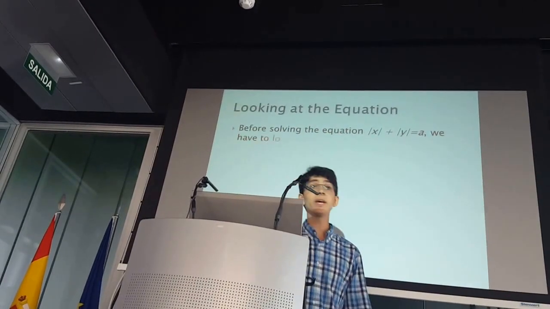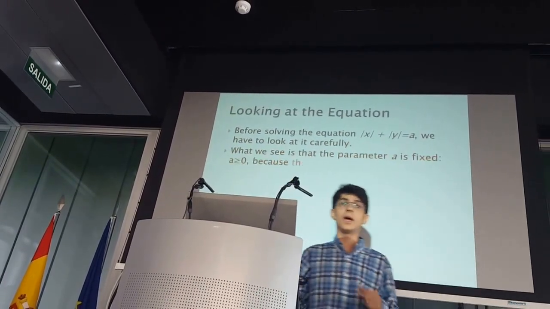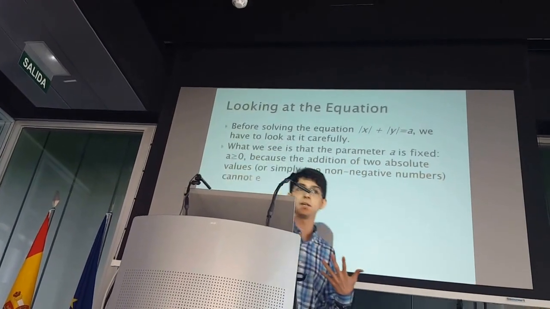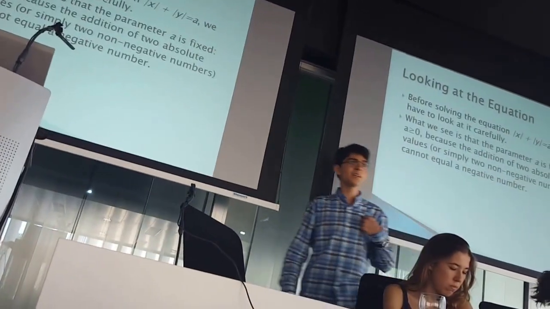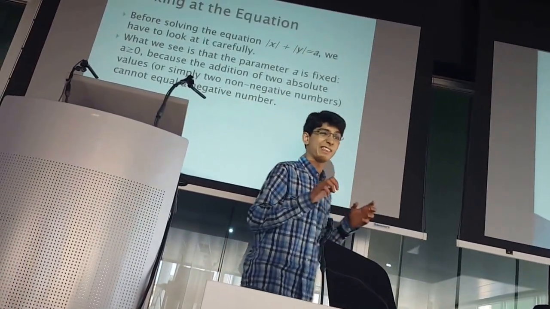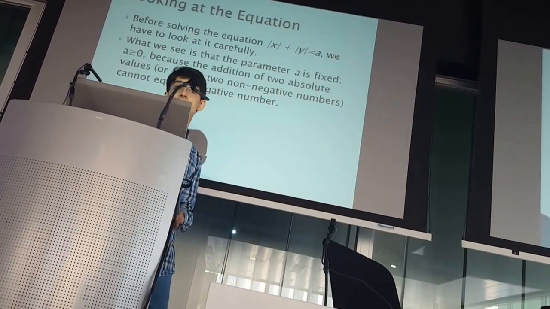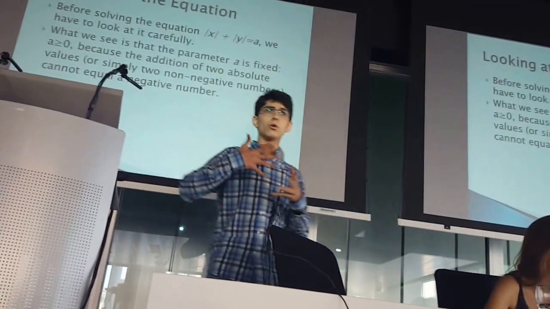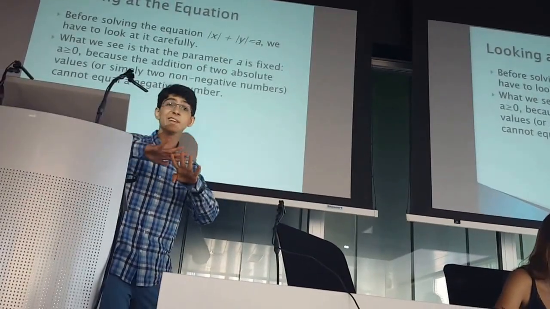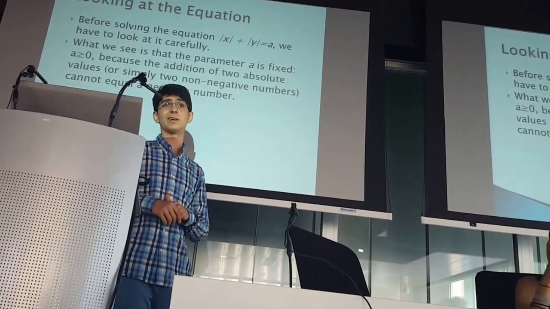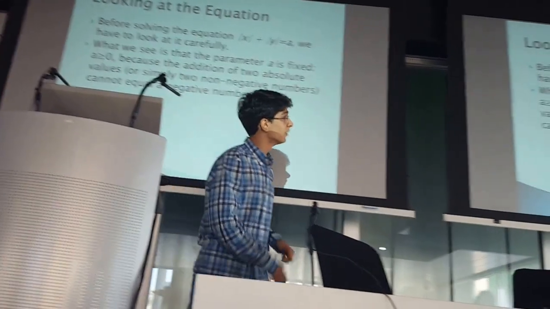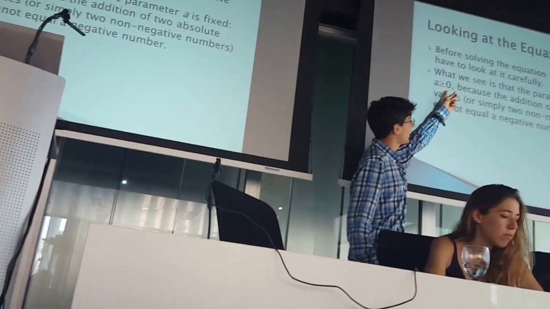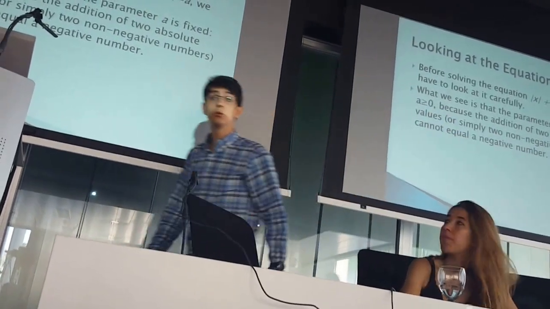So first, we have to look carefully at the equation before starting solving it. And what we see is we have a parameter. I said it can be any number, but in this situation we have the parameter fixed, because here we have the addition of two absolute values, or simply the addition of two non-negative numbers. Can it equal a negative number? No, of course. So this is why the parameter a is greater than or equal to 0.